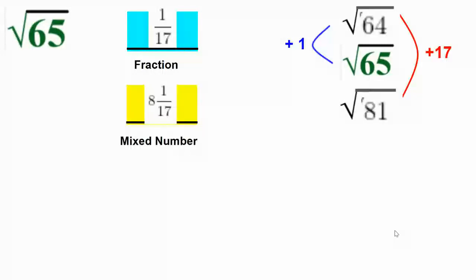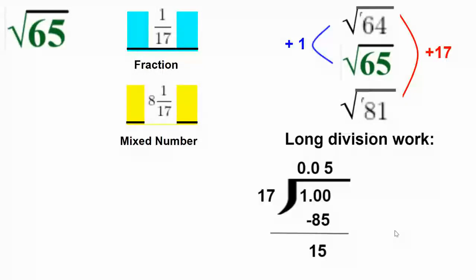That means our mixed number is the 8 with that fraction, right? It can't be 9, because 9 and 1/17 would be bigger than 81, right? Remember, we're between 64 and 81, so that is a key. Now at this point, remember, we just have to use our long division, right? 1 divided by 17. Again, you can see it right there.